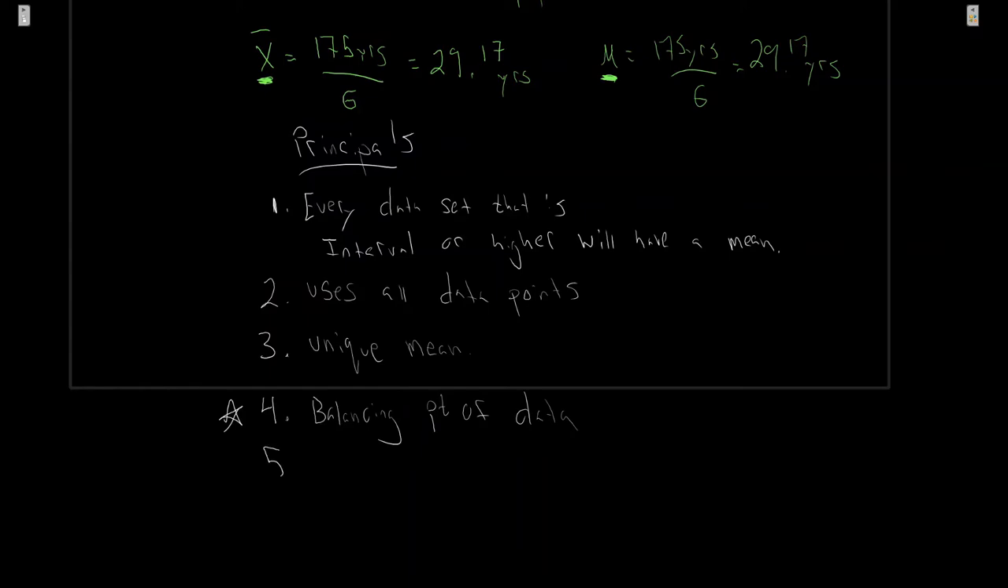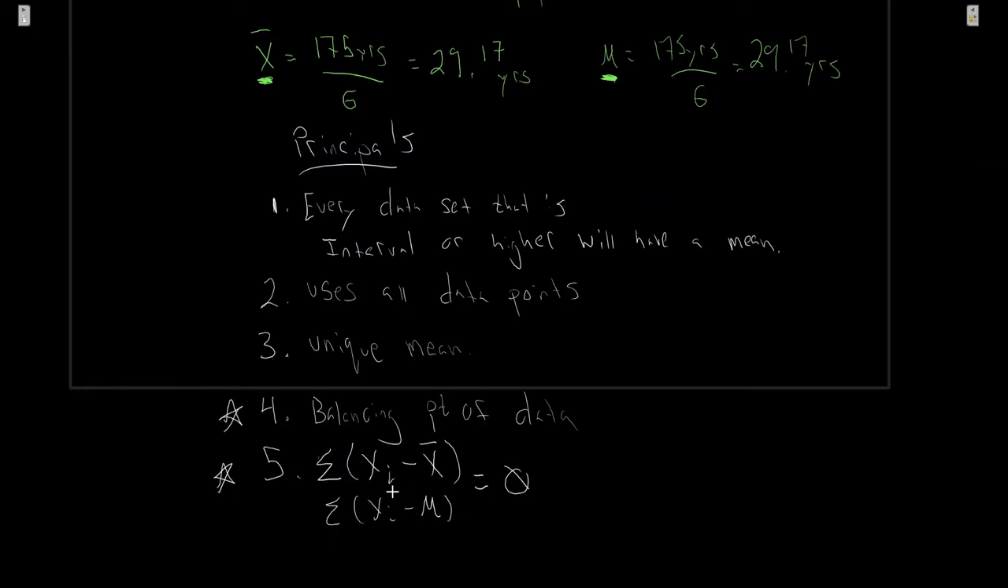Finally, our fifth point is that if we were to take the sum of every observation from, and I'm just going to use the sample mean there, but the same is true if we went like this, the sum of every observation from the population mean, this sum will equal zero. This here is a big principle. Again, this is a big one that we'll want to keep referring back to.